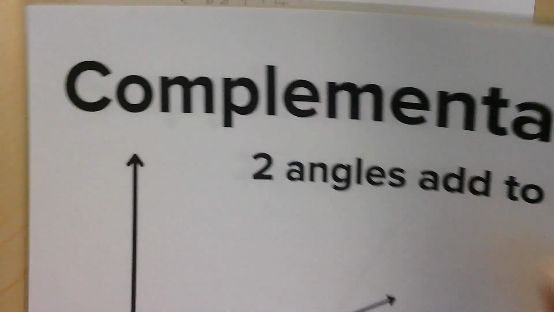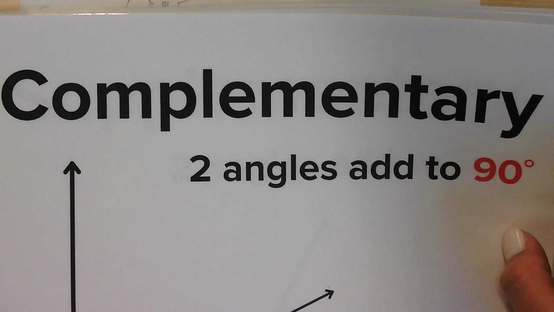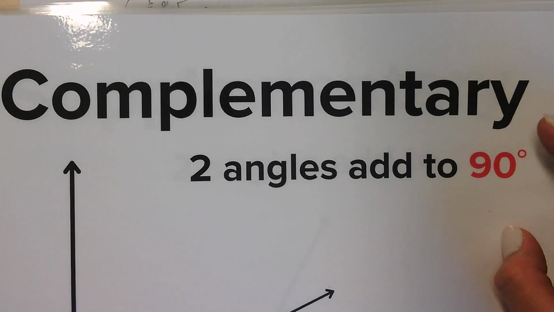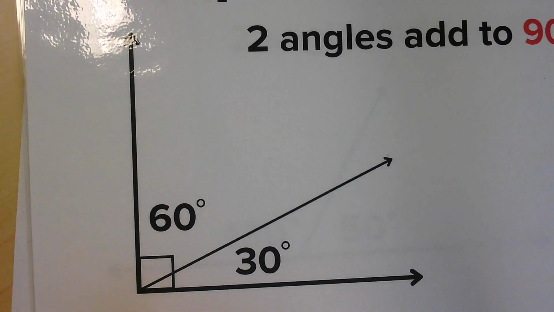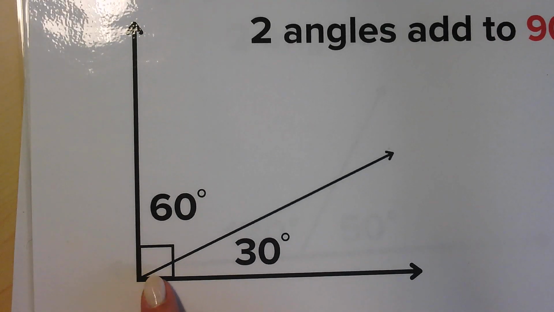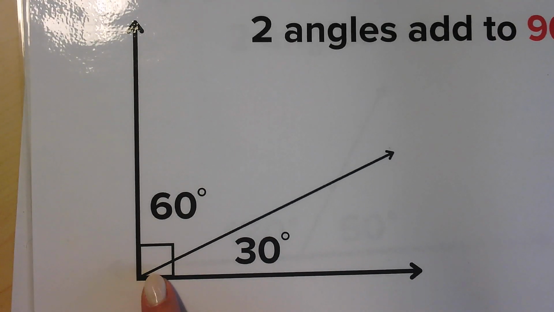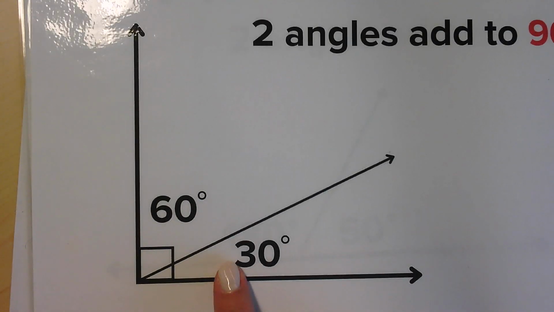Let's review our angles really fast. So we have complementary. Complementary angles are two angles that add up to 90 degrees. So when we look at this picture, this box means this is a right angle, and a right angle is 90 degrees. So 60 plus 30 is 90.